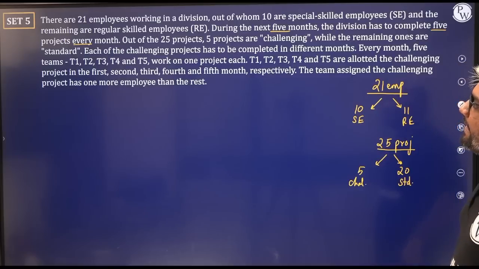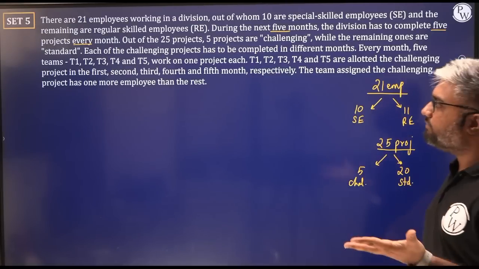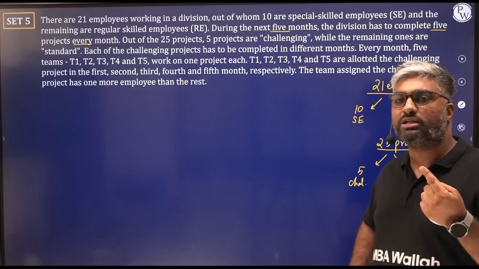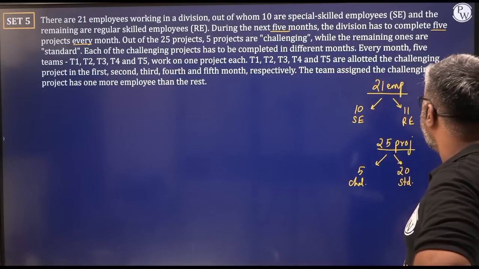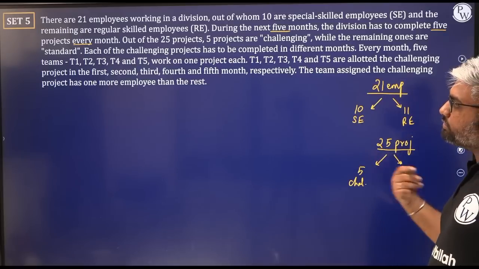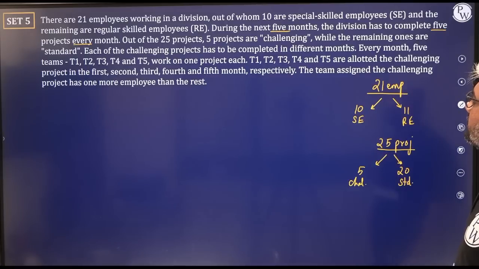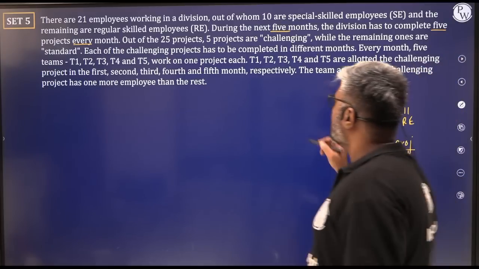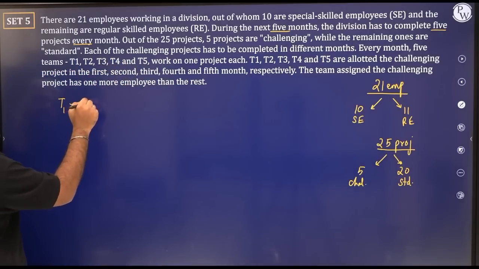Okay. Perfect. Moving on. Each of the challenging projects has to be completed in different months. Okay. That means 5 projects, 5 months. Every month, 1 project will be challenging. है ना? Every month, 5 teams. So now we've looked at employees, projects, and now we are getting into teams. Okay, so there are 5 teams. Work on 1 project each. T1, T2, T3, T4, T5 are allotted the challenging project in the first, second, third, fourth, fifth month respectively. Okay, that means T1 will be doing the special project. T1 will be doing the special project in month 1.